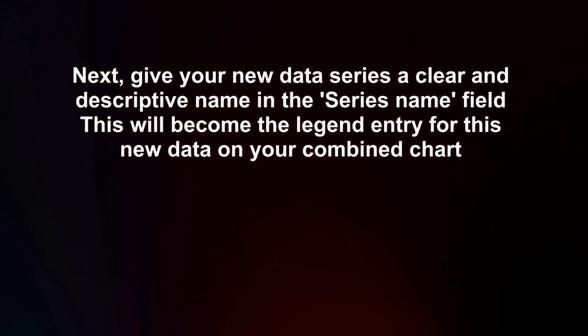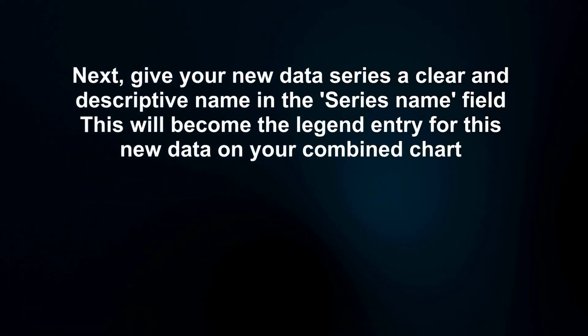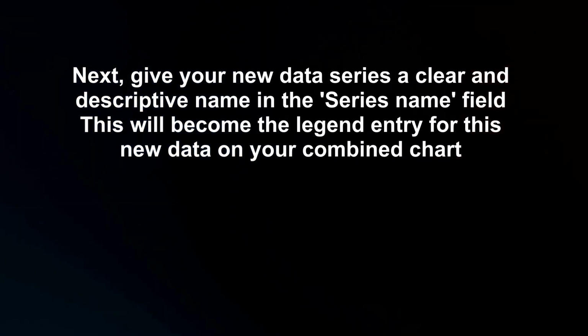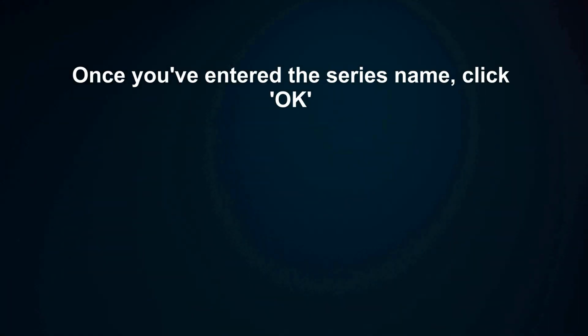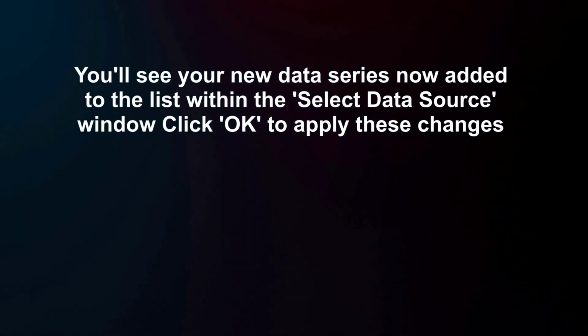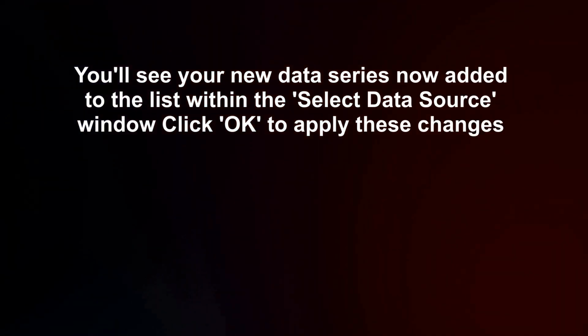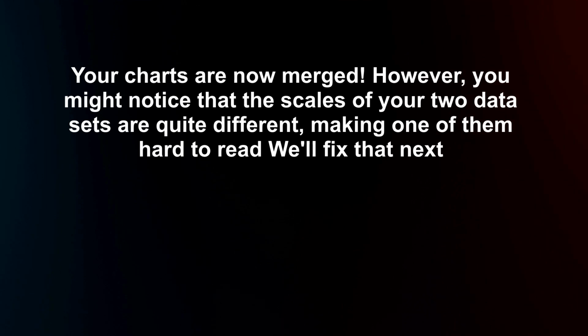Next, give your new data series a clear and descriptive name in the series name field. This will become the legend entry for this new data on your combined chart. Once you've entered the series name, click OK. You'll see your new data series now added to the list within the Select Data Source window. Click OK to apply these changes. Your charts are now merged.